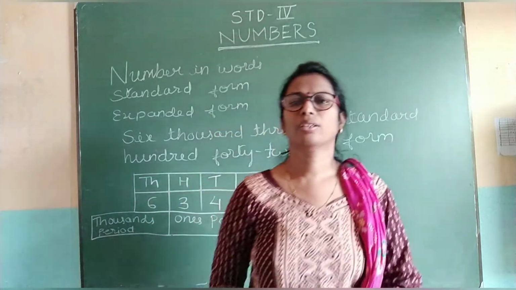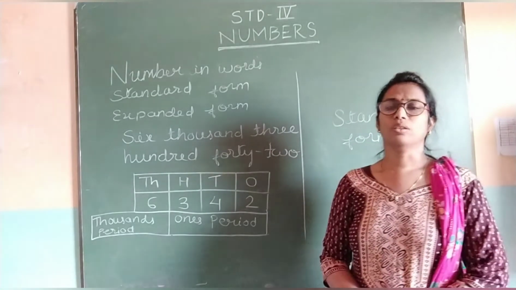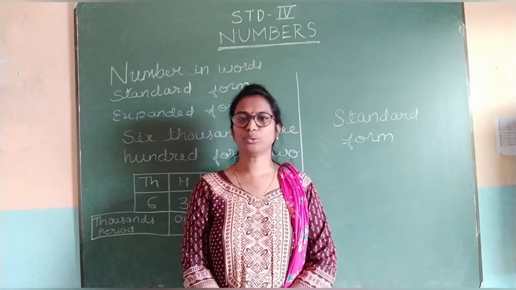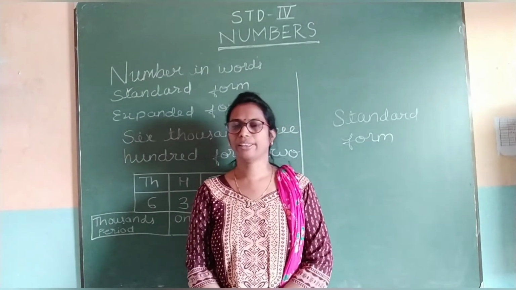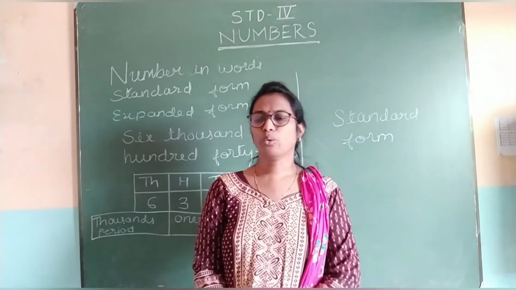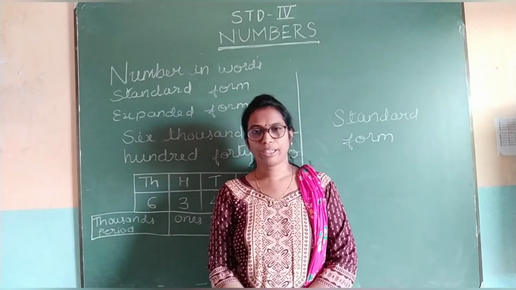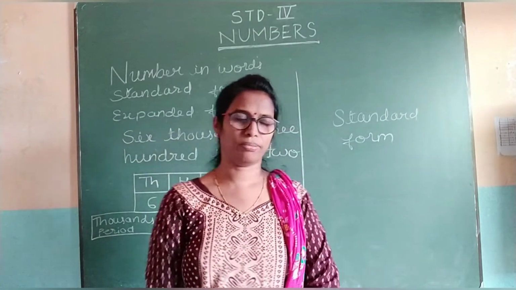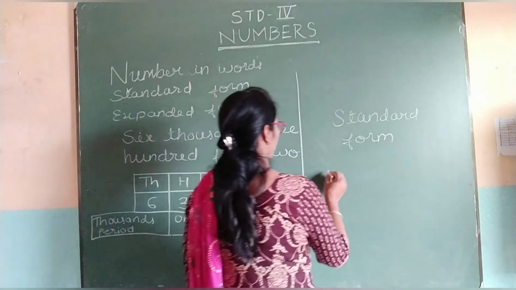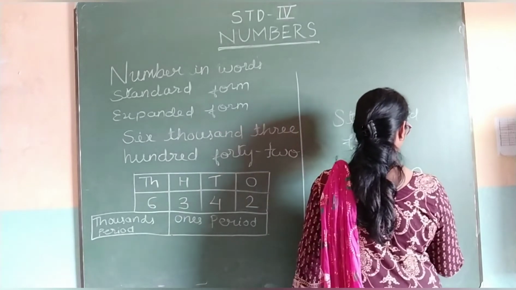So now we will see standard form. So, why do we write the number in standard form? To make it easy to read large numbers, we write them in standard form. So, now we will see this number is a 4-digit number. So, 6, 3, 4 and 2.